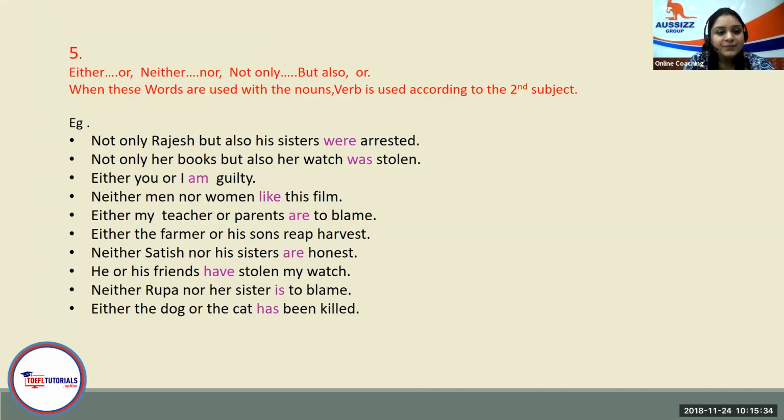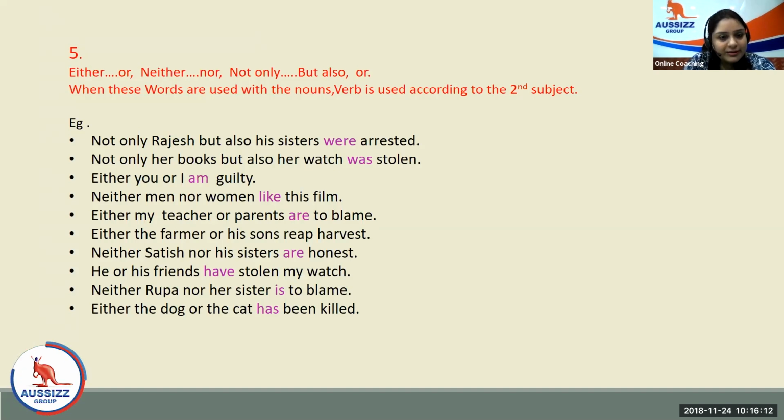Now next example, see, either you or I am guilty. Okay, according to I have to use am. I cannot use are. I cannot use is. I have to use am according to I. So either you or I am guilty. Neither men nor women like, not likes, like this film. Okay, because subject number 2 is women, therefore plural takes plural verb, like. Either my teacher or parents are to blame, because parents again, plural form. Either my teacher or parents are to blame.